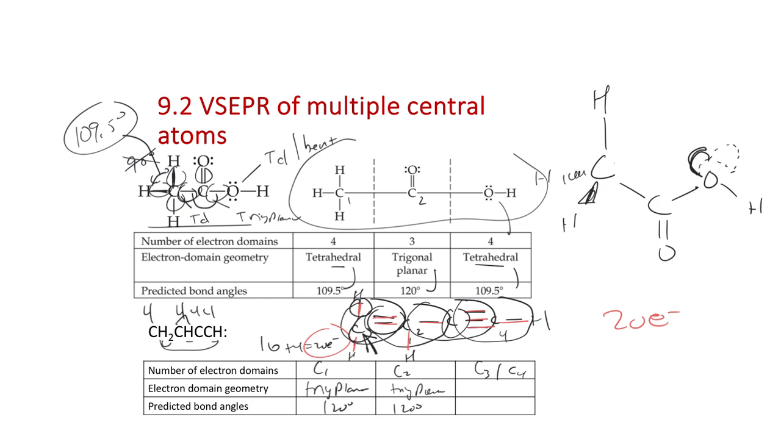These are both linear. Why are they linear? Because they each have 2 domains. So they each have just 2 domains. So 1, 2 for the 1, use a different color. So 1, 2 domains for the 1, and then for the other, for this carbon here, 1, 2 domains. So 2 domains each, those are linear, 180 degree bond angles.